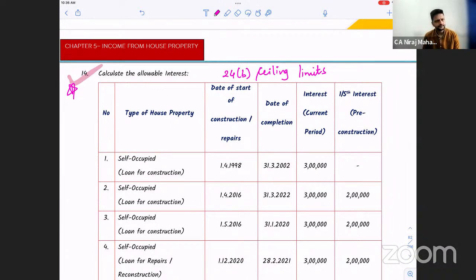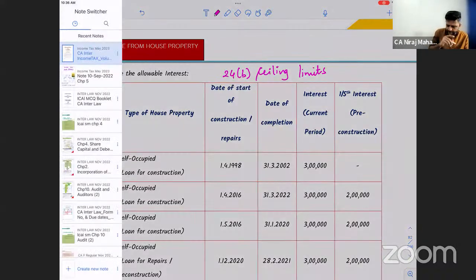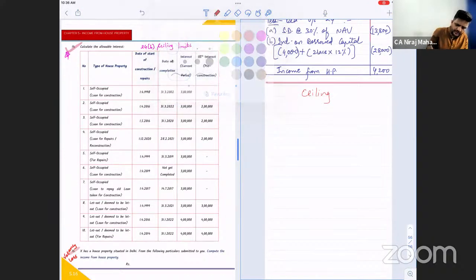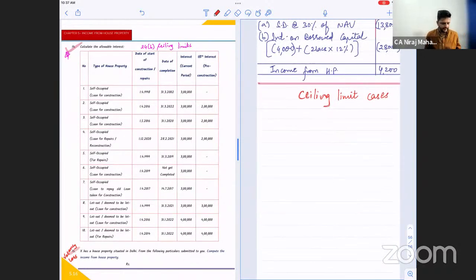Interest for the current year and 1/5 interest pre-construction. The figures are already calculated and given to you. You have to just find out the figure for 24B. Okay, everybody, let's start. Ceiling limit cases. Ready, everybody? Question number 14.